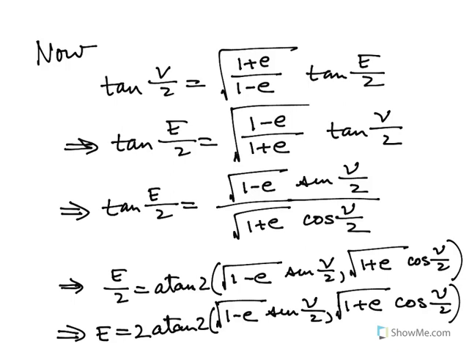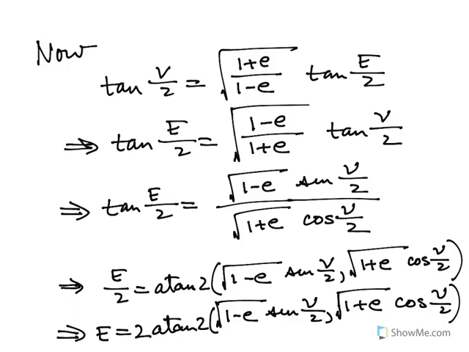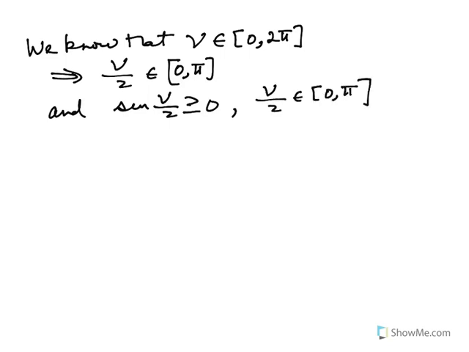Now, if we go through the same argument that we went through before, we know that nu is on the interval from 0 to 2 pi. So that implies that nu over 2 is on the interval from 0 to pi. But the sine is always greater than or equal to 0 on that interval. So sine of nu over 2 is greater than or equal to 0 for nu over 2 on the interval from 0 to pi, which means that this is going to wind up giving us the right result.